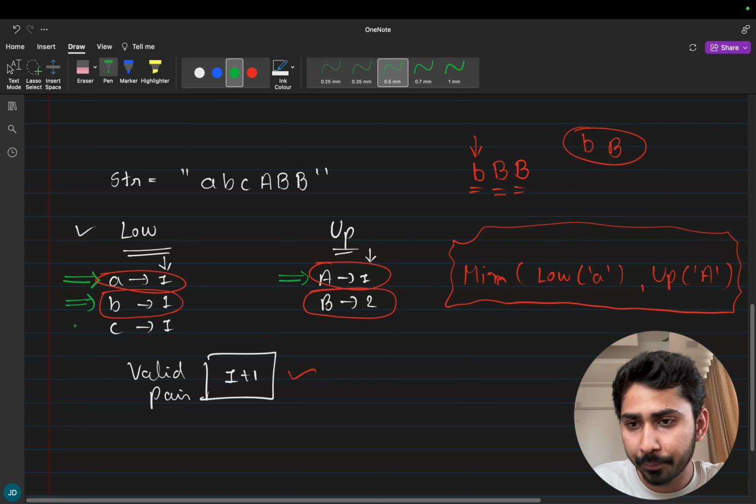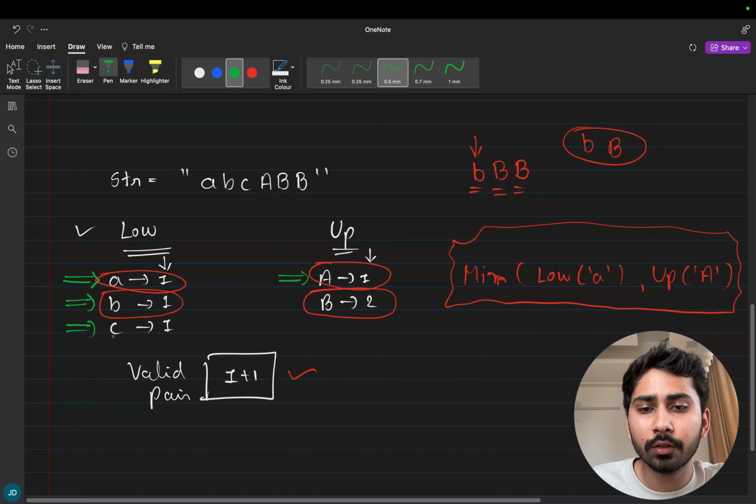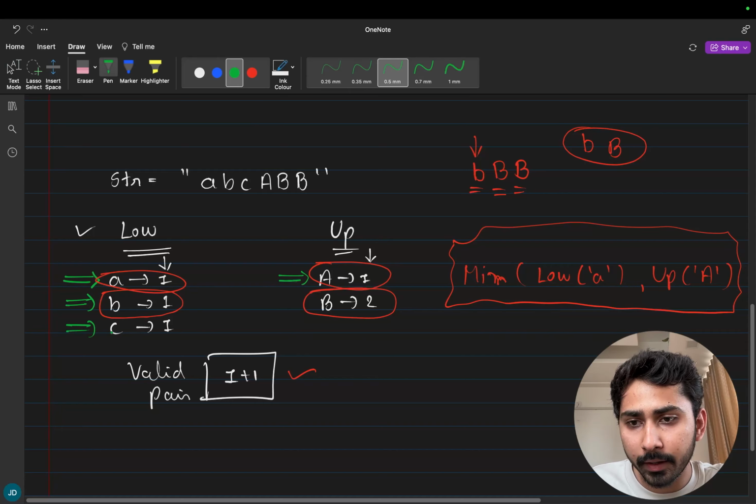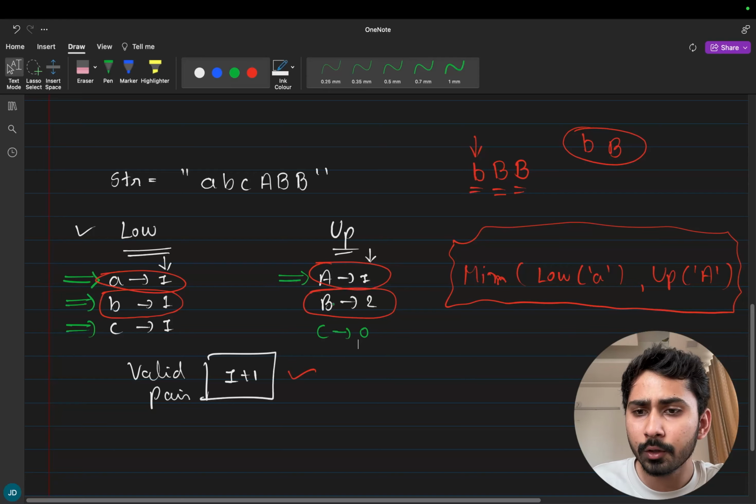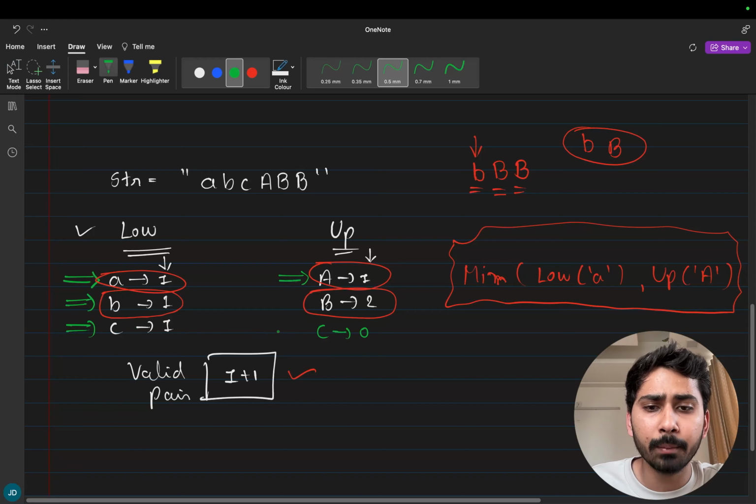Now moving forward, let's see how many pairs this C can form. What you can observe over here is that C is occurring once. But can you observe any uppercase C? No, the frequency count of uppercase C is 0. So how many pairs will be found by this lowercase c and uppercase c? 0 pairs, right? Because you have only lowercase c, but you don't have any uppercase c.